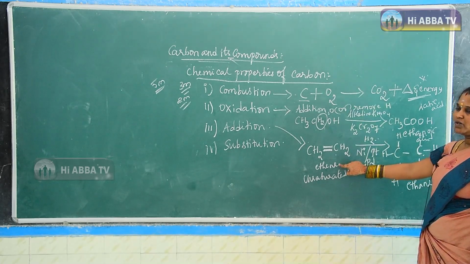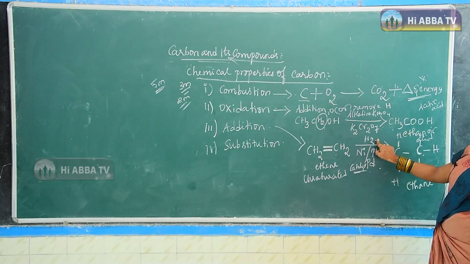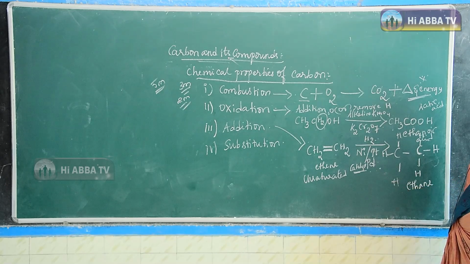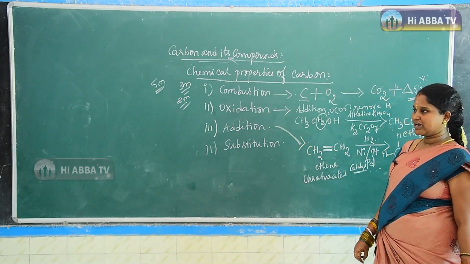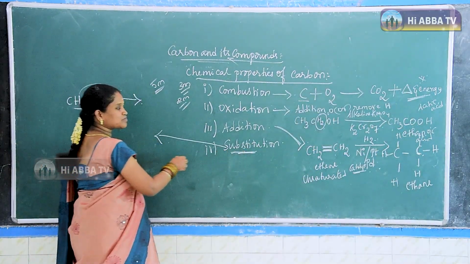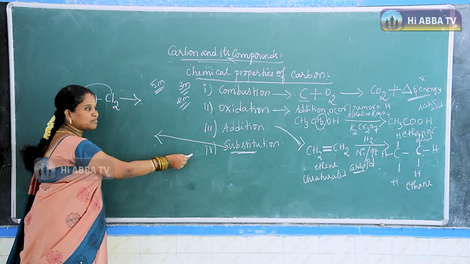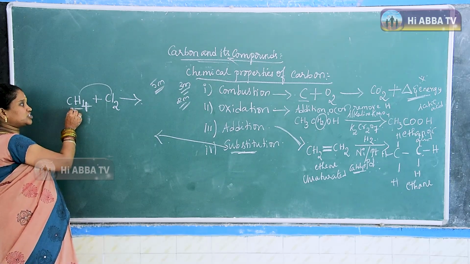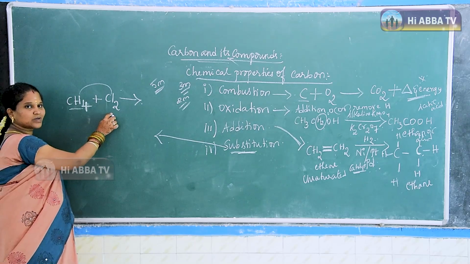So ethene will be converted into ethane in the presence of hydrogen and the catalyst nickel, platinum or palladium. And this reaction is called addition reaction. So the last equation we will see is substitution reaction. What is the normal meaning of substitution? One person will be replaced by some other person. Here also in the equation, I have taken methane that reacts with chlorine.